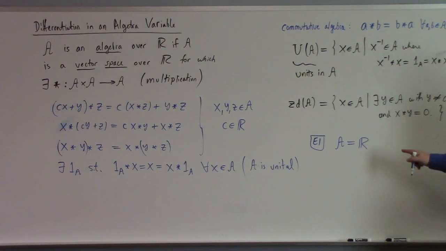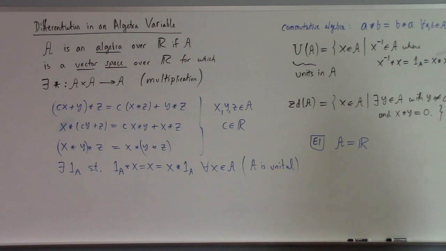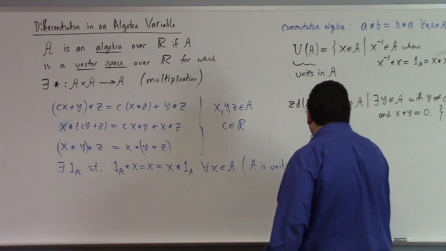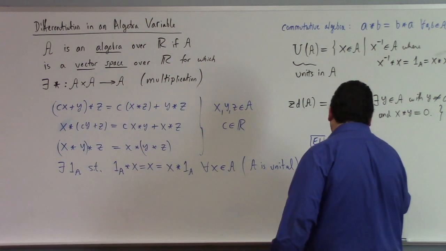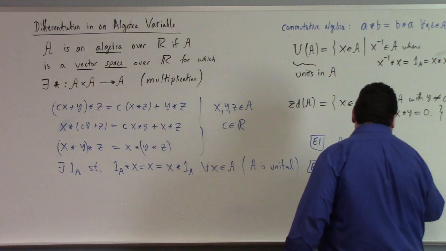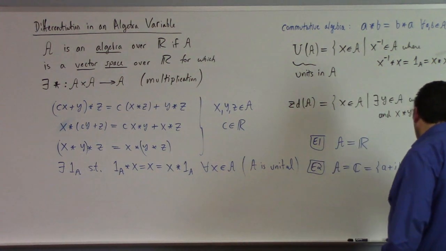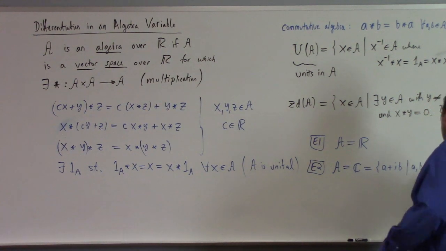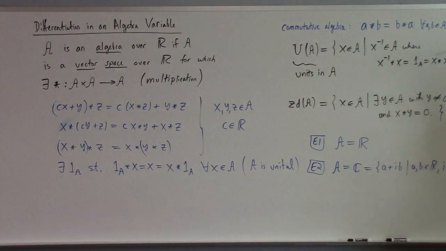All right. So this is an algebra. The multiplication is just regular real number multiplication. That's example 1. Example 2, we can take the algebra of the complex numbers. So here we're looking at things of the form a plus ib, such that a and b are real numbers, and i squared is equal to minus 1. Complex multiplication satisfies the rules of an algebra.